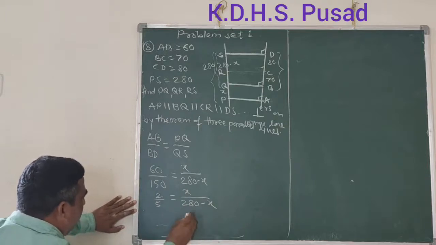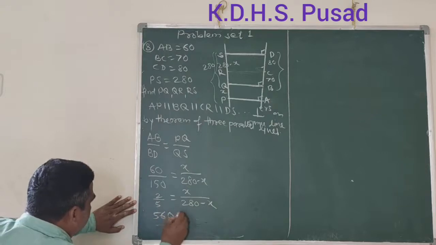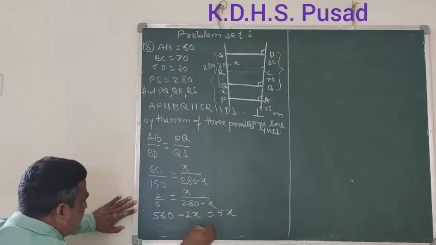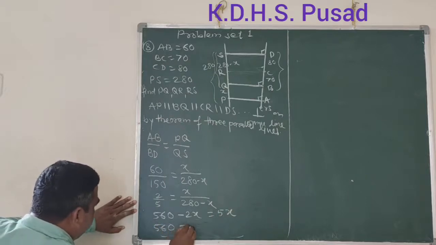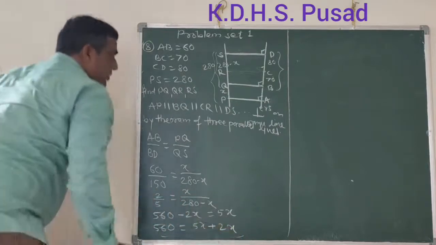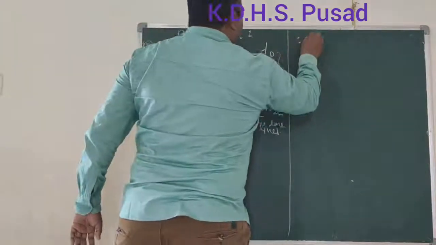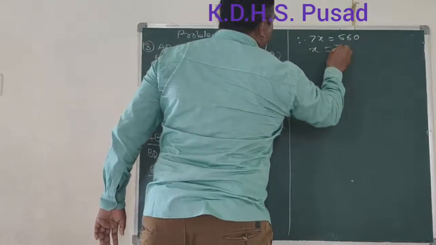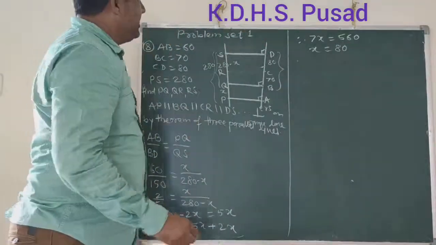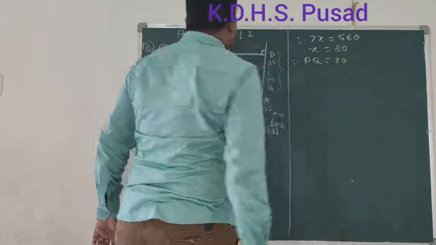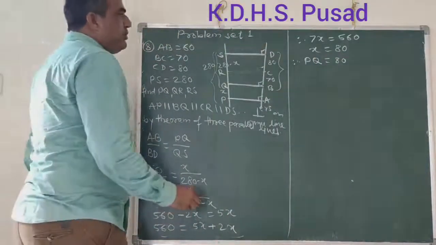Let's perform cross multiplication. 2 into 280, 560 minus 2X is equal to 5X. Transfer it to X: 560 is equal to 5X plus 2X. So therefore 7X equal to 560. So X equal to 80. What is X? That is PQ. Therefore, PQ equal to 80. So we got PQ.